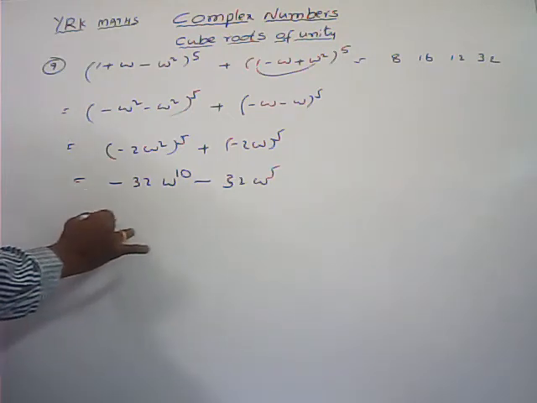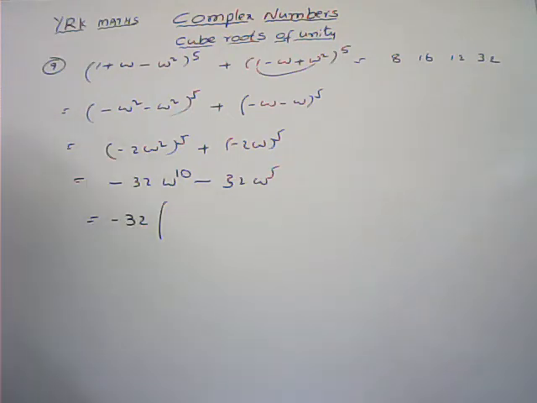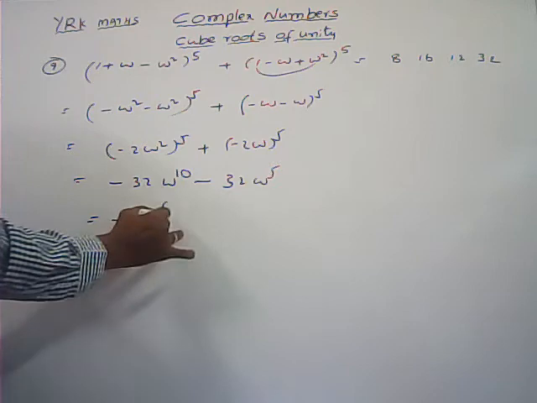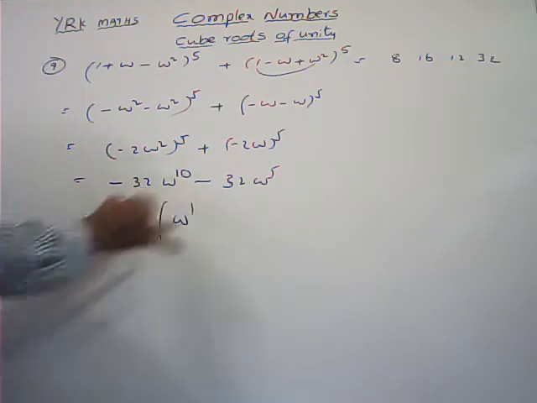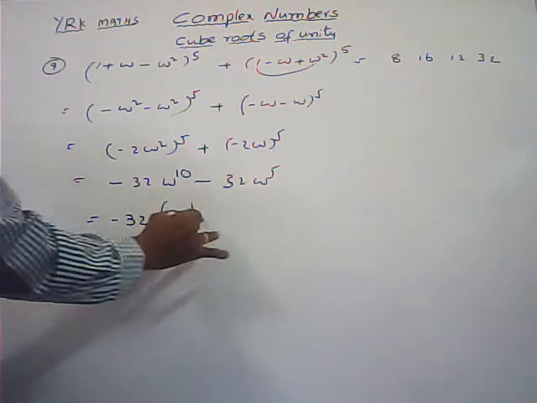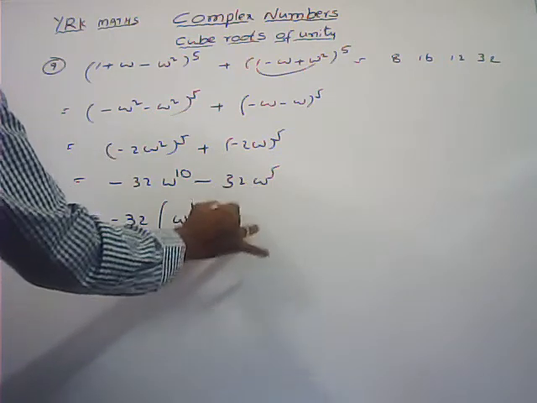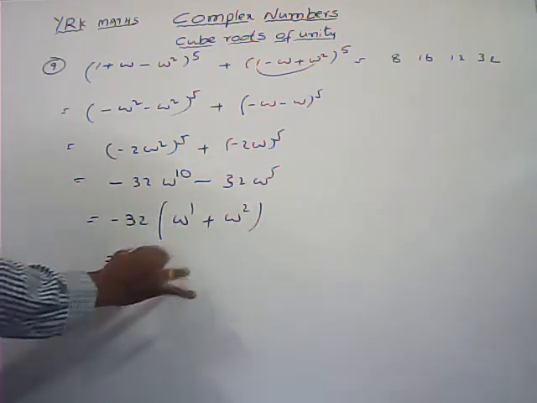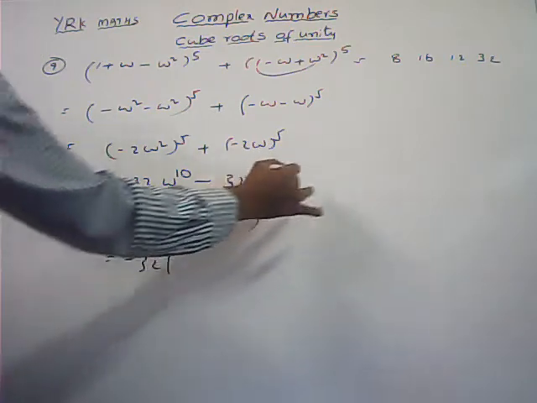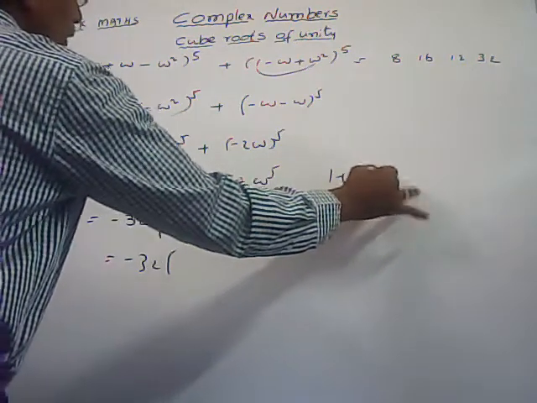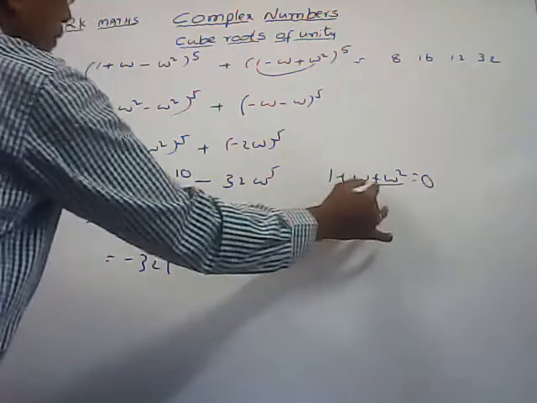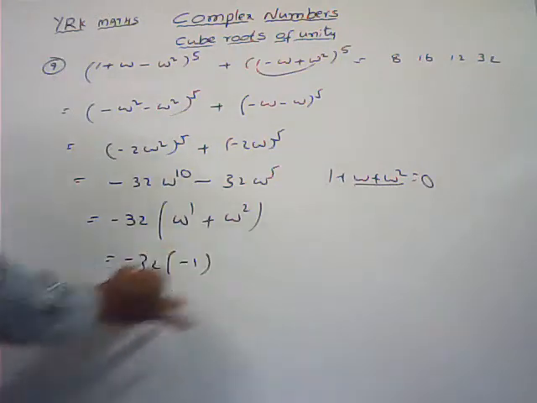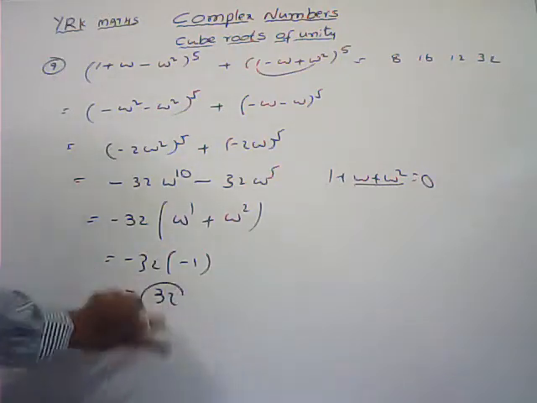Now from these two terms we can take minus 32 as common, and omega power 10, if it is divided by 3, how much are we getting? The remainder 1 plus, and omega power 5, if it is divided by 3, we are getting the remainder 2, minus 32, and again 1 plus omega square equals 0, omega plus omega square, that is equal to minus 1, minus into minus plus 32.